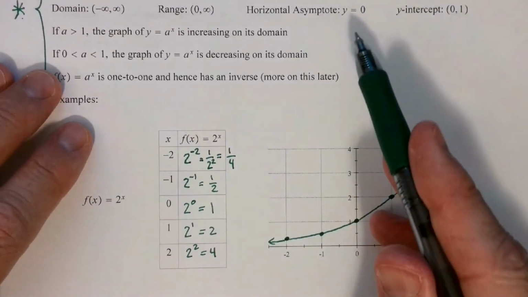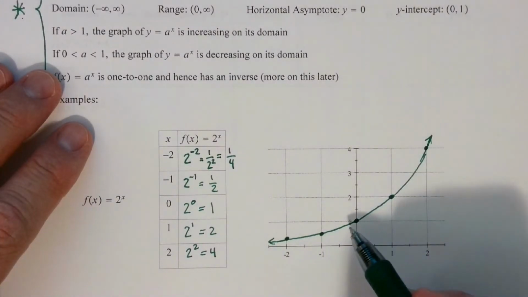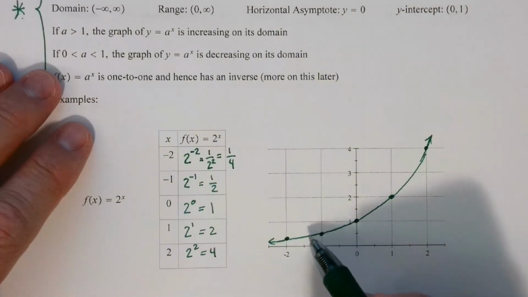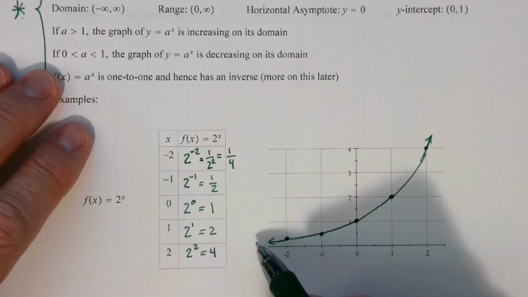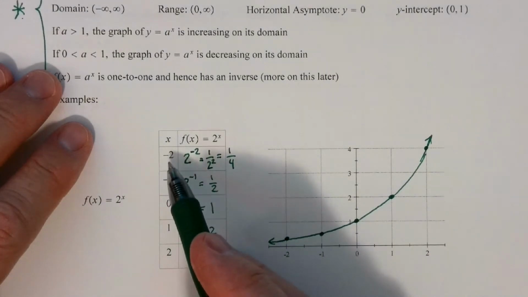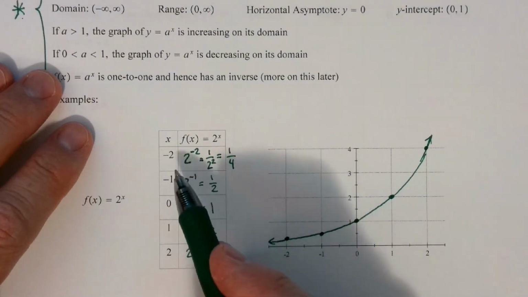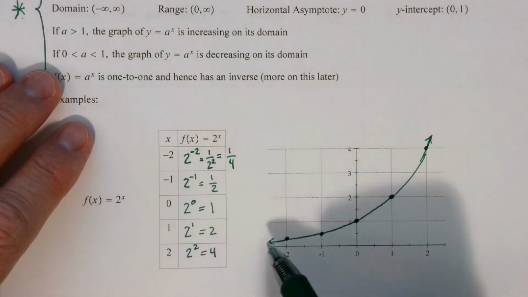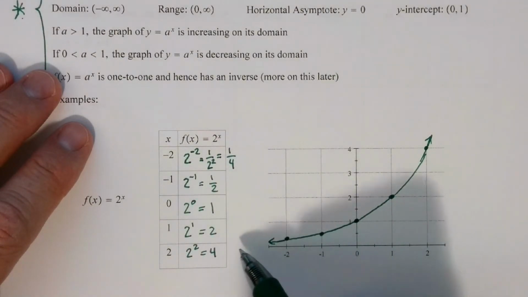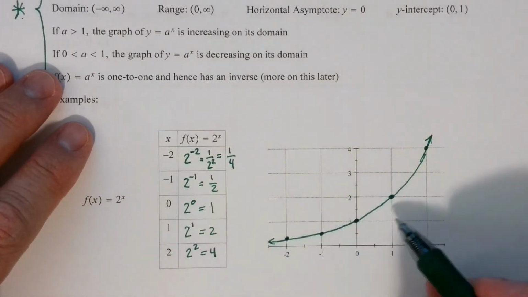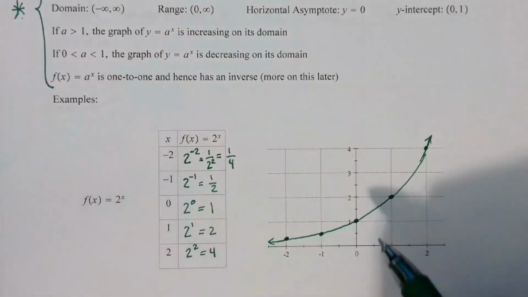And we have a horizontal asymptote of y equals 0, and we do approach it in this case as x goes to minus infinity. We're getting closer and closer to this, right? If you think about it, if I plug in negative 3, I'm going to get 1/8. If I plug in negative 4, I'm going to get 1/16, and so on. They're always positive, but getting closer and closer to 0. And of course, we have our y-intercept of (0, 1).